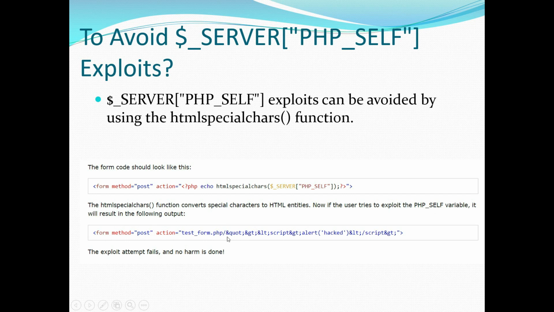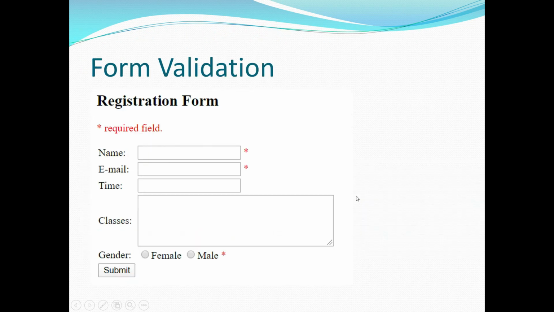So basically htmlspecialchars converts the HTML characters. Now, in the action, this is like &quot, &gt, &lt and so on. So now the hacker is not able to hack through this code. Therefore, there is an importance of the htmlspecialchars function.